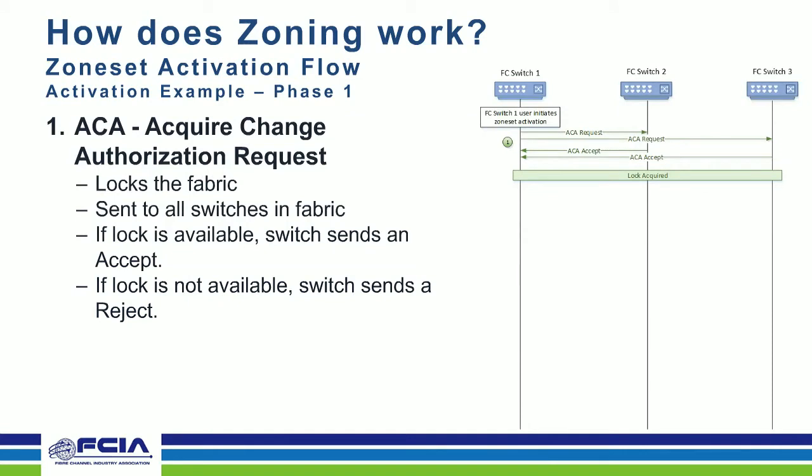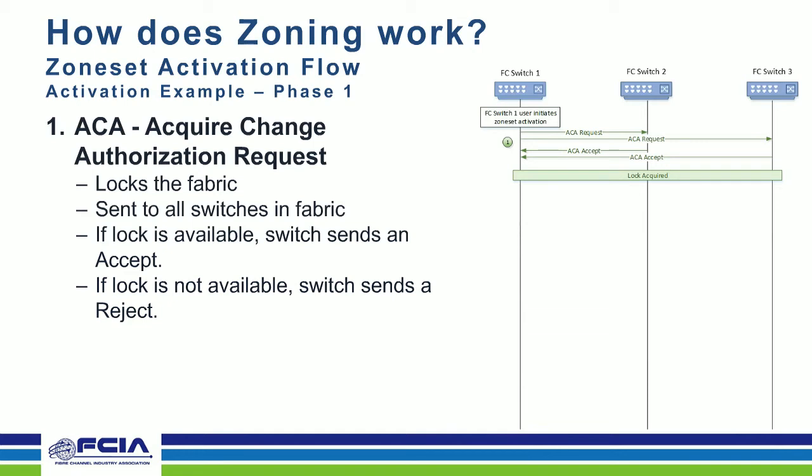So let's step through each phase here. We'll cover an example of a successful fabric-wide activation. Phase one here is the ACA, acquire change authorization request. This locks the fabric down. It sends to all the switches, and if the lock is available on a particular switch, that switch will send an accept to the request. If for some reason that lock is not available, that switch will send a reject. One reason that a lock may not be available is if the switch is in the middle of some other update.